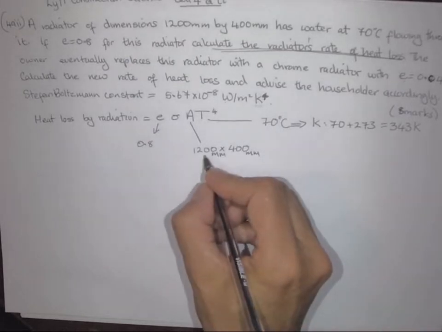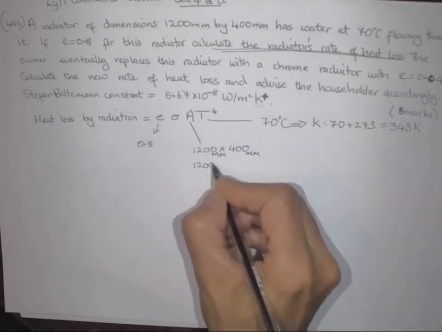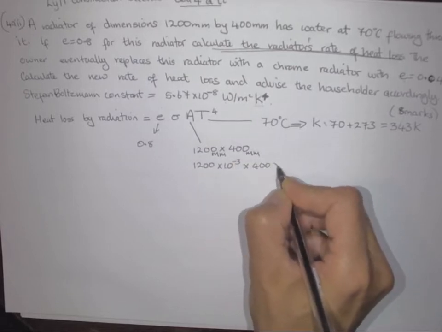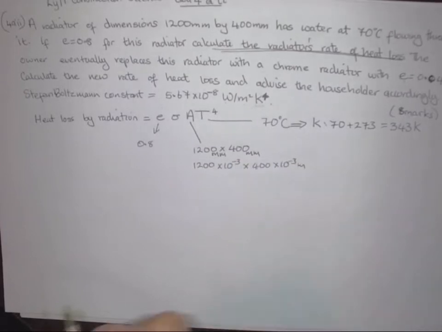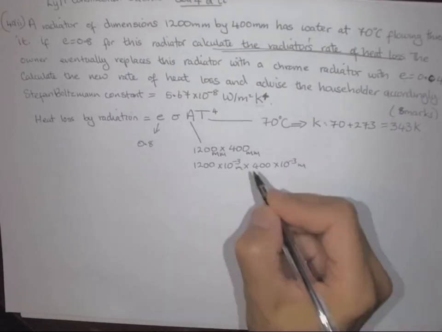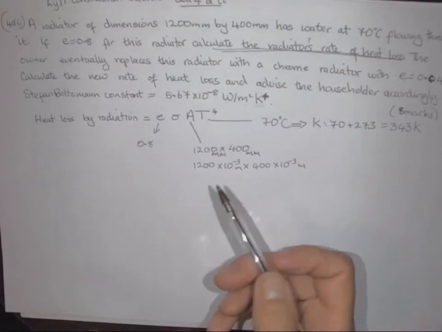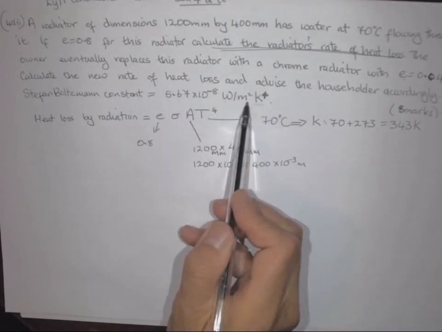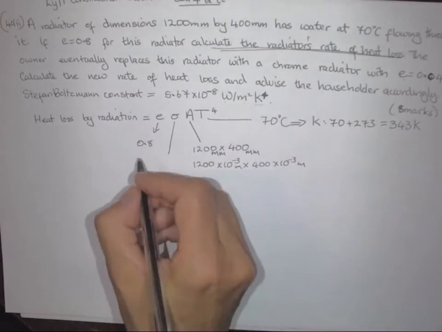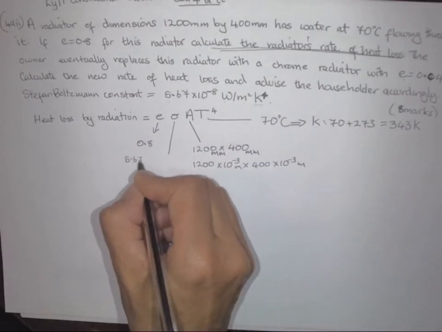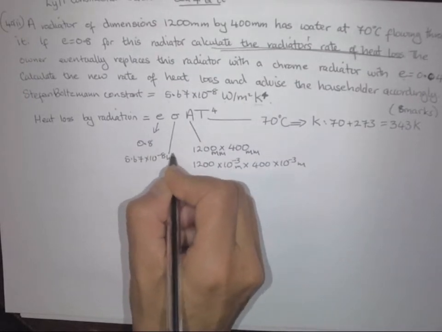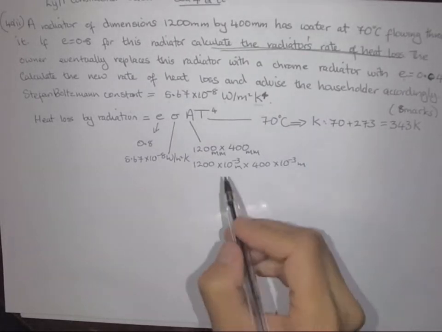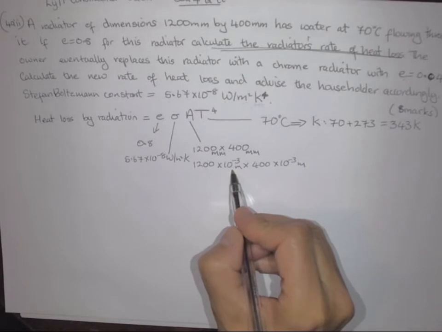We can change these here. That's going to be 1200 by 10 to the minus 3 meters multiplied by 400 by 10 to the minus 3 meters. They're meters now, okay? Well, then that means the only number that's not accounted for that we're given is Stefan-Boltzmann's constant. So then the sigma must be by default 5.67 by 10 to the minus 8 watts per meter squared Kelvin.